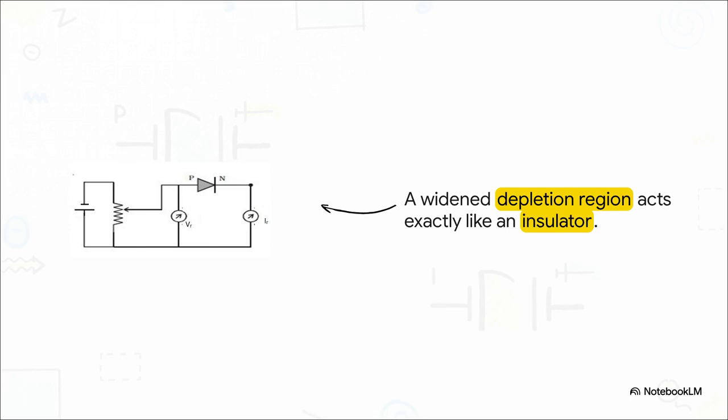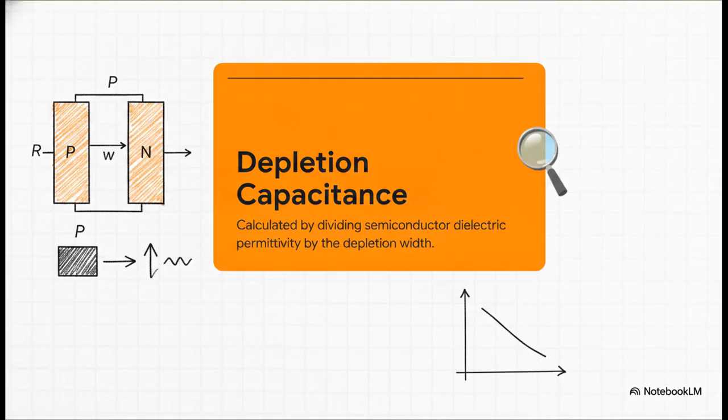Guys, that is literally the exact same physical setup as a standard capacitor, two conductive plates separated by an insulating dielectric. We call this specific effect depletion or transition capacitance. Mathematically, it's defined by taking the dielectric permittivity of the semiconductor material, multiplying it by the cross-sectional area, and dividing it by the depletion width, W.